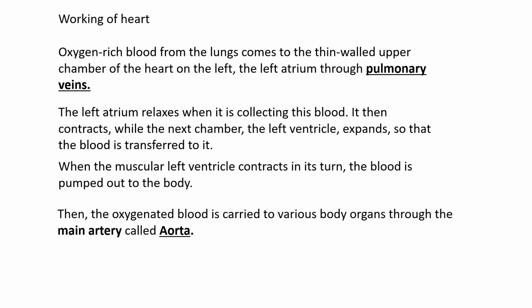So oxygen-rich blood from the lungs comes to the thin-walled upper chamber of the heart, the left atrium, through pulmonary veins. Children, please remember this. The left atrium relaxes when it is collecting this blood. Then it contracts while the next chamber, the left ventricle, expands so the blood is transferred to it. When the muscular left ventricle contracts in turn, the blood is pumped out to the body. Then the oxygenated blood is carried to various body parts through the main artery called aorta.